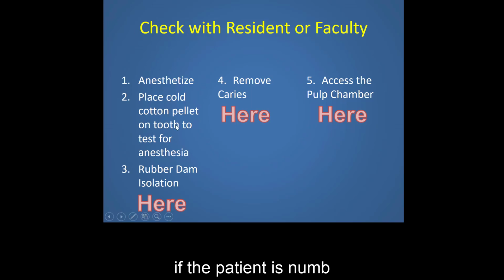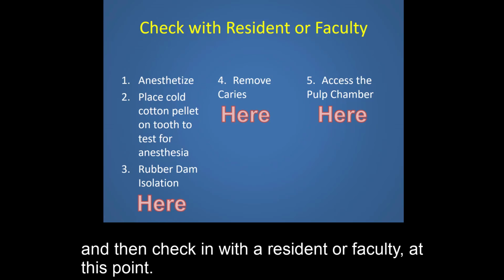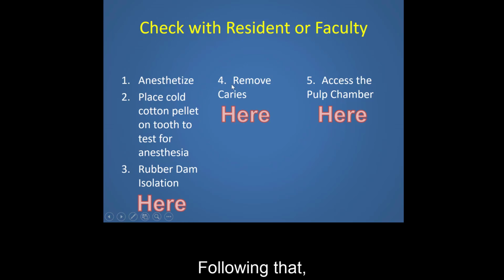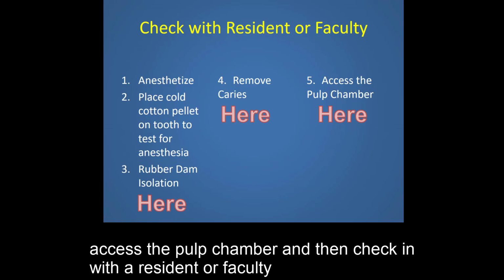If the patient is numb, put the rubber dam isolation and then check in with a resident or faculty at this point. After that, I would like you to remove caries and then check in with a resident or faculty. Following that, access the pulp chamber and then check in with a resident or faculty.